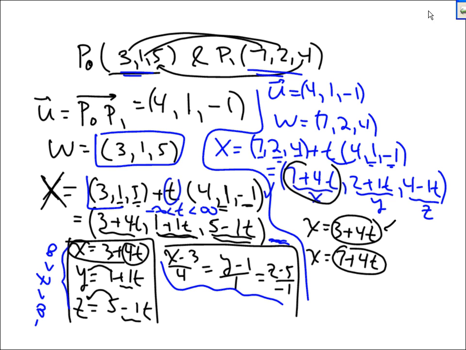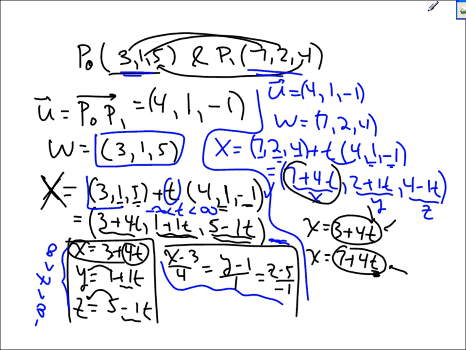The top one gave me 7. The bottom one gave me 11. So you say, what do you mean that they're not equal? Well, the T's are different. This T is always one smaller than that T.